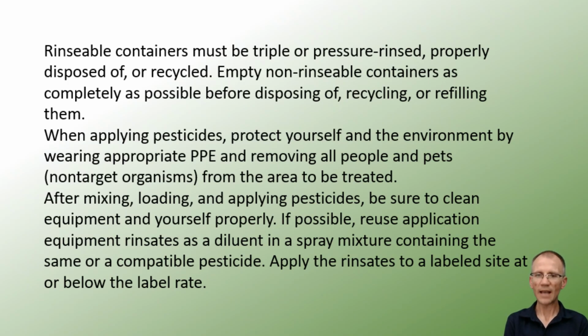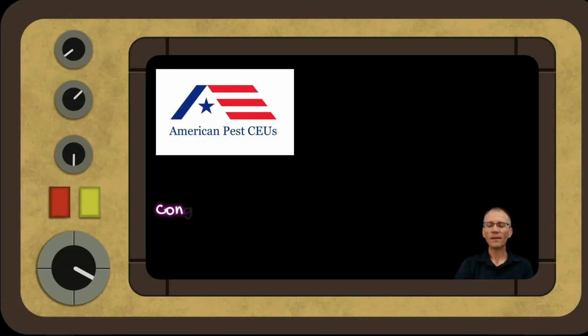When applying pesticides, protect yourself and the environment by wearing appropriate PPE and removing all people and pets, non-target organisms, from the area to be treated. After mixing, loading, and applying pesticides, be sure to clean equipment and yourself properly. If possible, reuse application equipment rinse aids as a diluent in a spray mixture containing the same or a compatible pesticide. Apply rinse aids to a labeled site at or below the label rate.